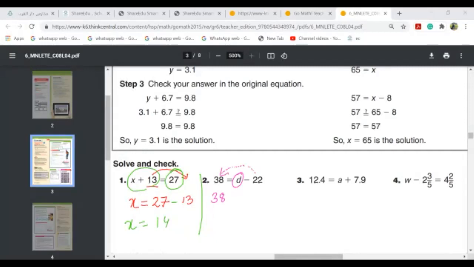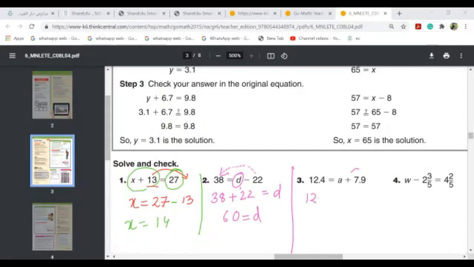to another side. Now you will ask, teacher, why 38 cannot walk there? Because D I want to make alone. I want to make something walk which is next to the letter, not something which is alone. So minus 22 comes here and becomes plus 22. D I will leave alone. 22 comes here, minus becomes plus. 60 is the answer. So D equals 60.